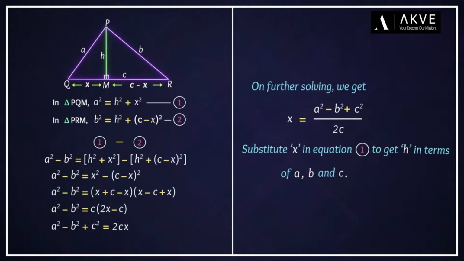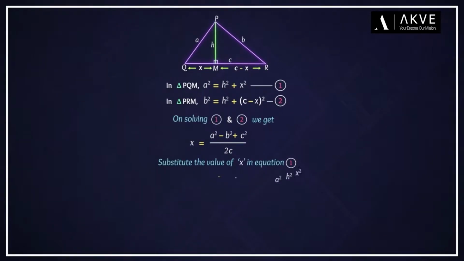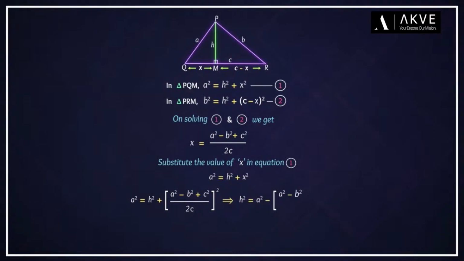Now, substitute the value of x in equation 1 so that we can get h in terms of a, b and c. Thus, equation 1 becomes a squared is equal to h squared plus [(a squared minus b squared plus c squared) whole divided by 2c] whole squared. This implies h squared is equal to a squared minus [(a squared minus b squared plus c squared) whole divided by 2c] whole squared. Now we solve this equation to simplify it.